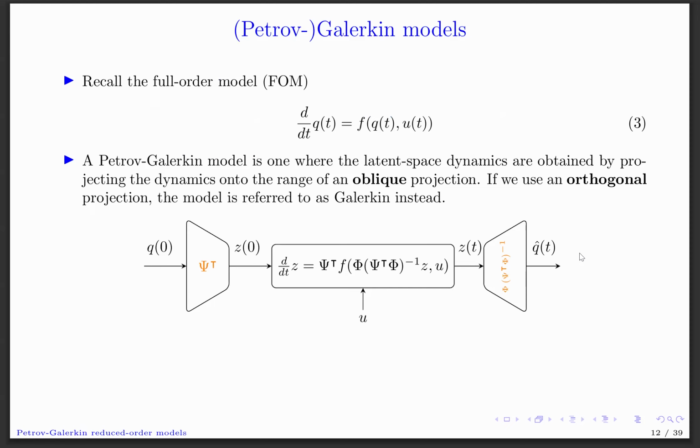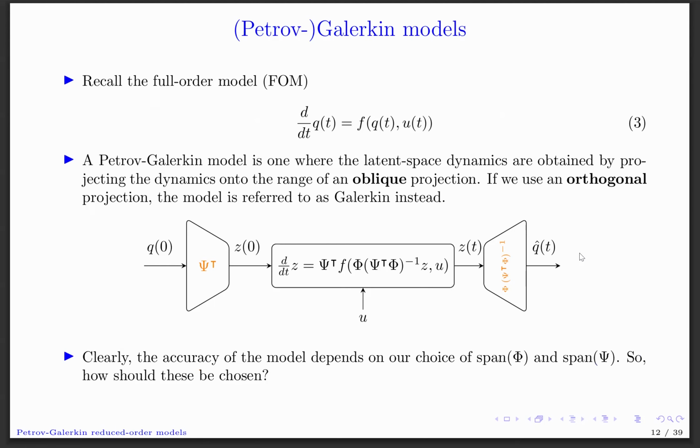Petrov-Galerkin project the dynamics. And so here we see that this block in the middle is a function of phi, psi, but also f, where f is the full nonlinear dynamics. You can think of this as the spatial discretization of the Navier-Stokes equations for those of you who work in fluid mechanics. So the accuracy of this chain, this ROM, is dependent exclusively now on phi and psi, actually on the subspaces that they span. So we ask the question, how should we choose them for an accurate model?